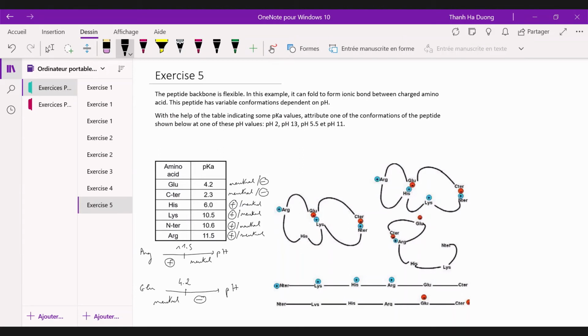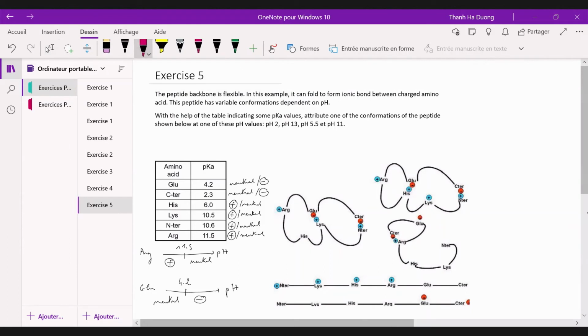Yes, so I understand that we do not determine the charge of the whole peptide. Instead, we need to determine it for each amino acid in each peptide. Yes, right. Thank you.